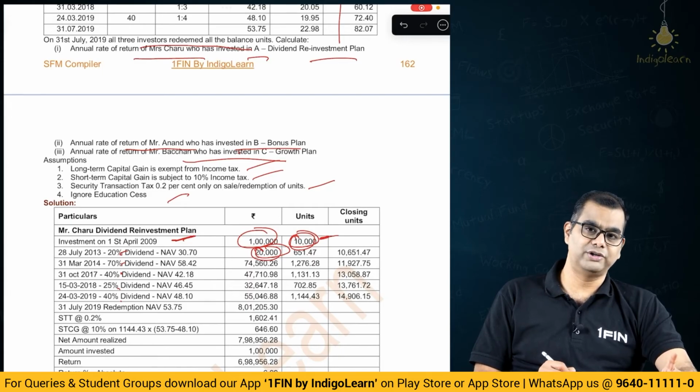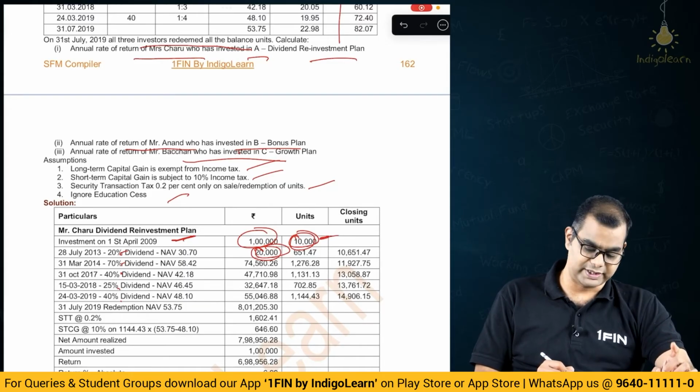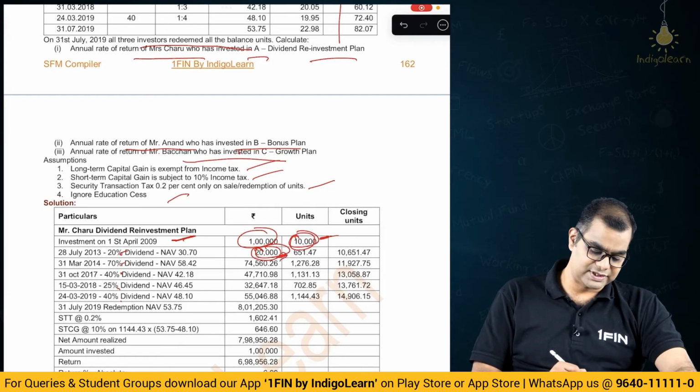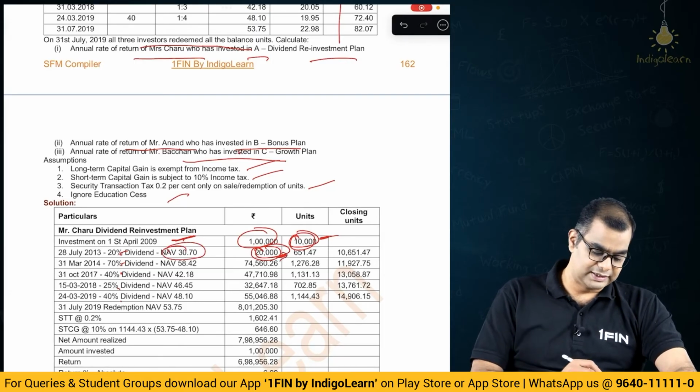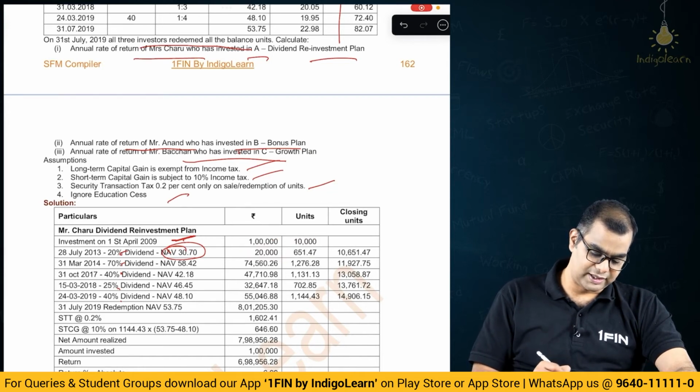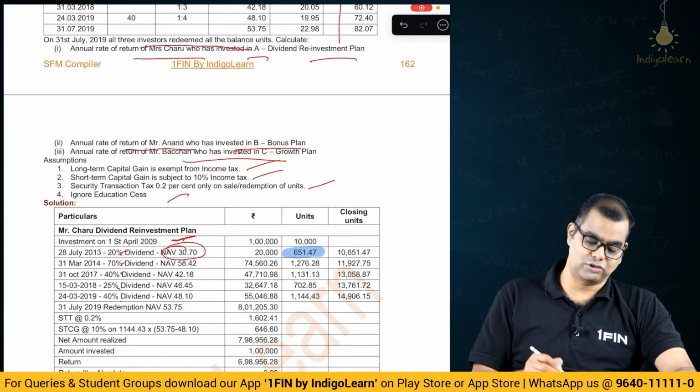But you have invested how many units? You have invested 1 lakh at a 10 rupee NAV. So, you have invested 10,000 units. So, 10,000 into 2 rupees is 20,000. This 20,000 is reinvested at an NAV of 30.7. So, you divide this 20,000 by 30.7, you get a number of units which is 651. So, your total unit count closing is 10,000 plus 651, which is 10,651.